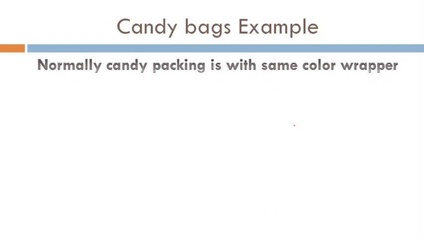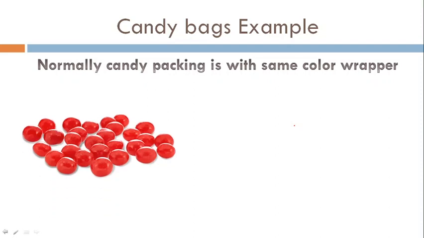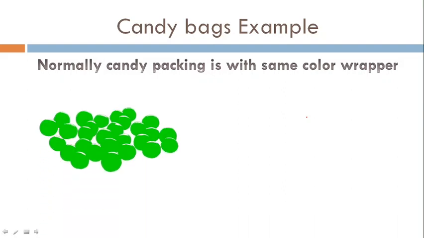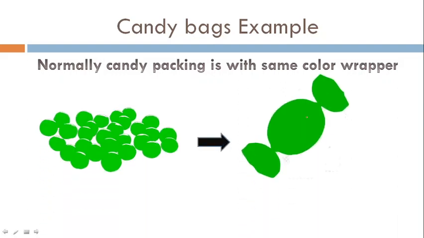Normally candy is packed with a matching color wrapper. Suppose we take cherry: the cherry is packed in a red wrapper, so you identify that it is a cherry candy. That is good. Lime candy is wrapped in a green wrapper.